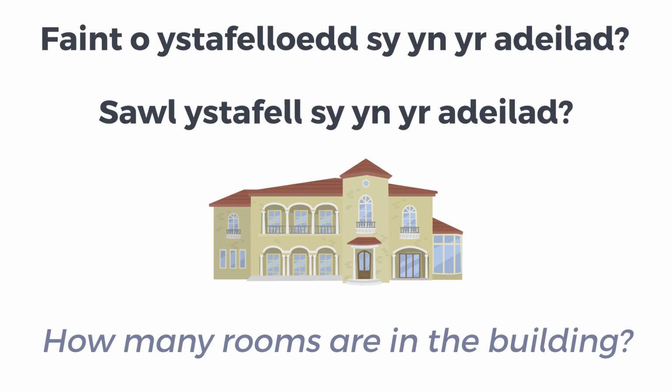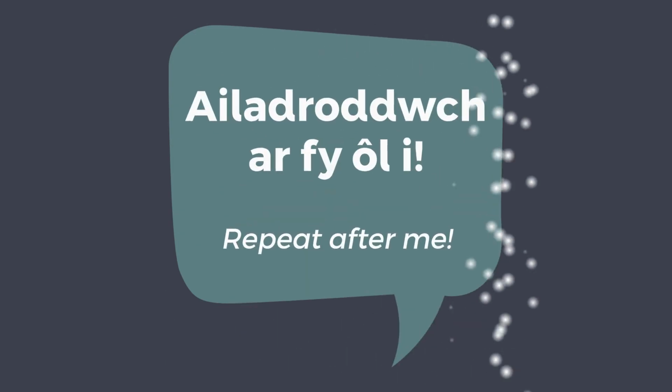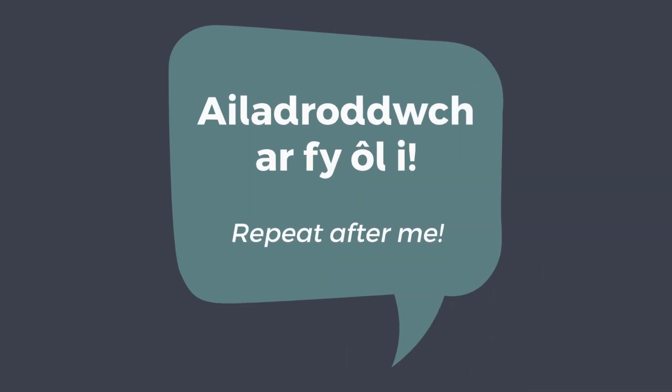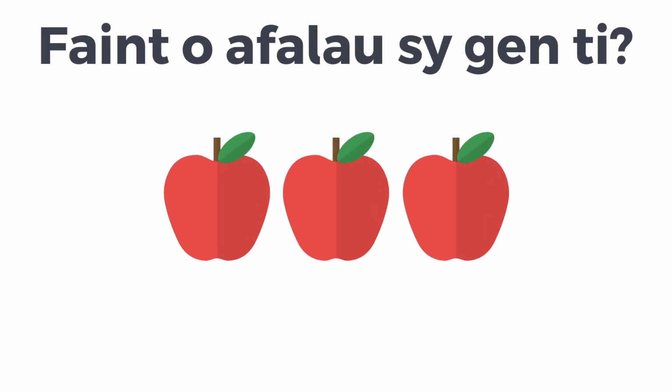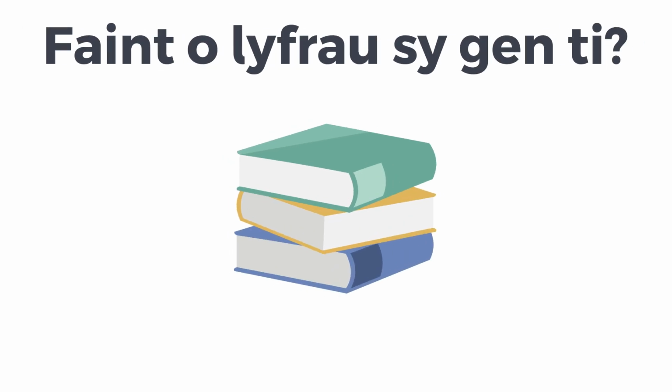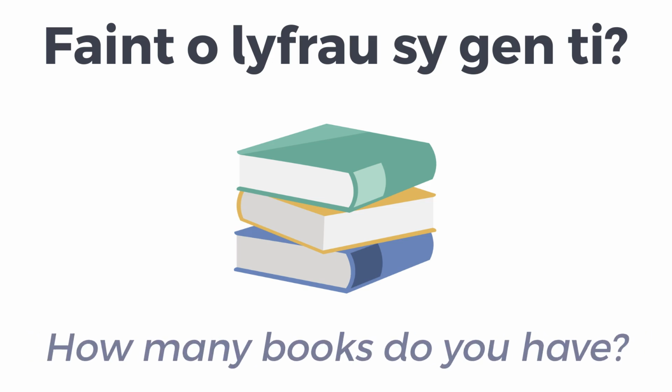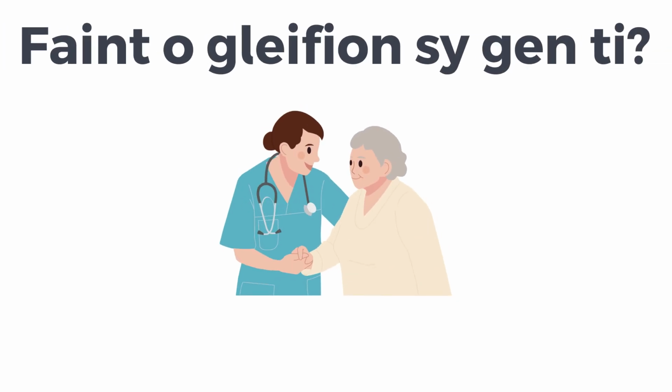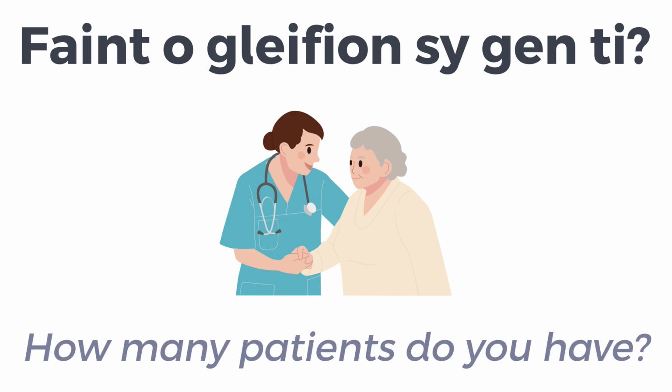Gadewch i ni ymarfer. Let's practice some more examples. Ailadroddwch ar fy ôl i. Faint o afalau sy gen ti? How many apples do you have? Faint o lyfrau sy gen ti? How many books do you have? Faint o gleifion sy gen ti? How many patients do you have?